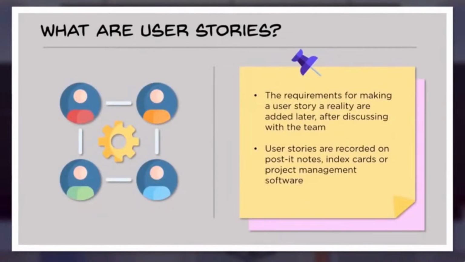The requirements for making a user story a reality are added later after discussing with the team. So we created a user story, but it doesn't end there. A discussion needs to happen further to decide, yes, it is a valid user story. This will also help in prioritization, which needs to be taken up first. User stories are recorded on post-it notes, an index card, or project management software, and this helps in prioritization and tracking as well.